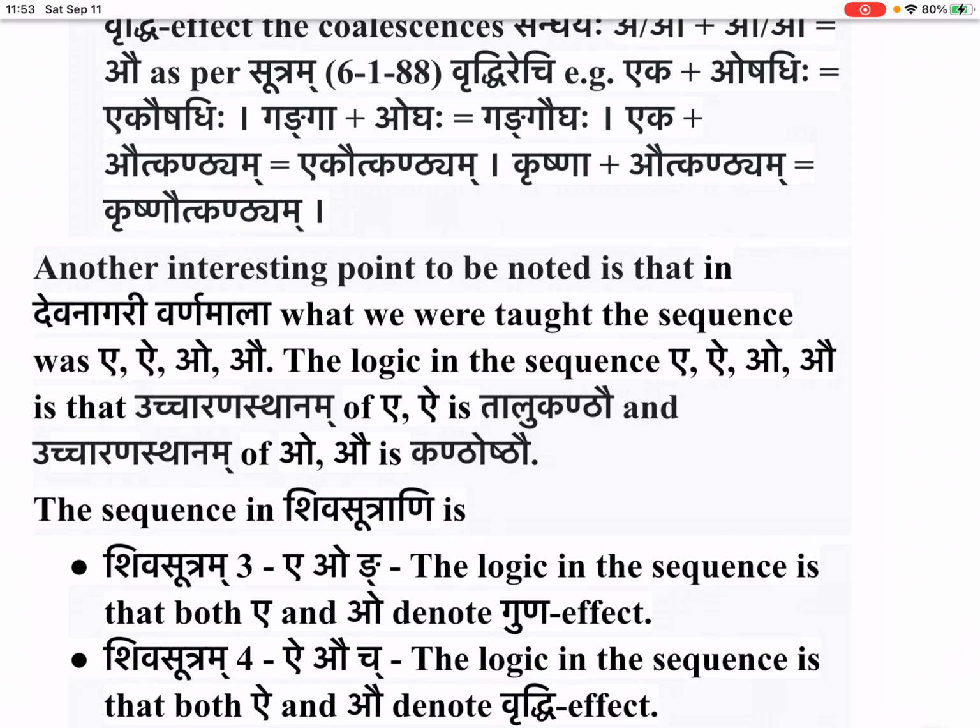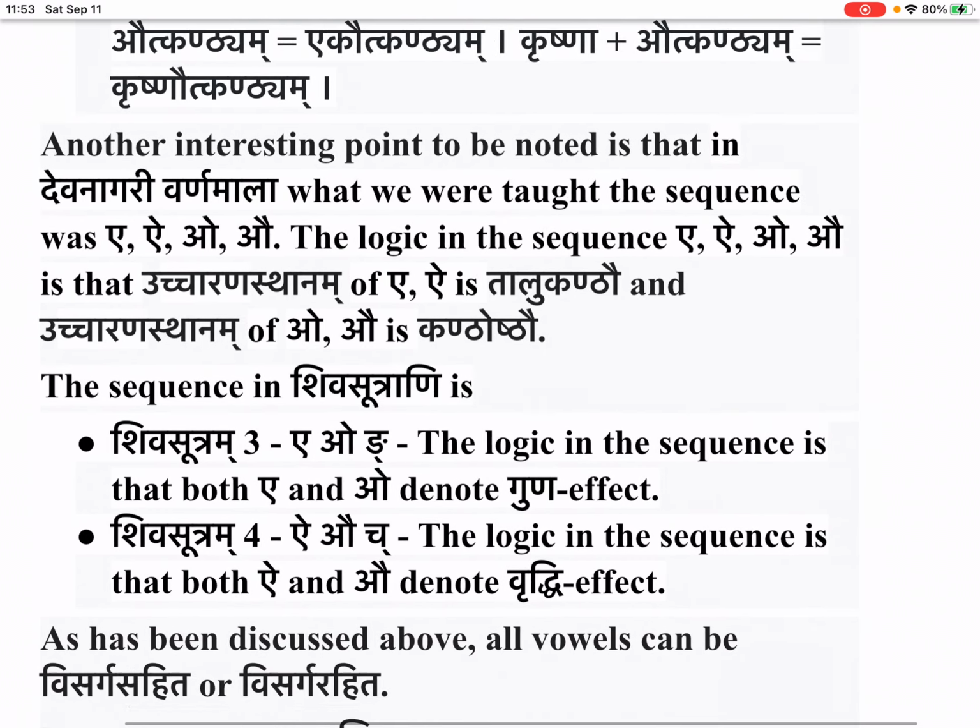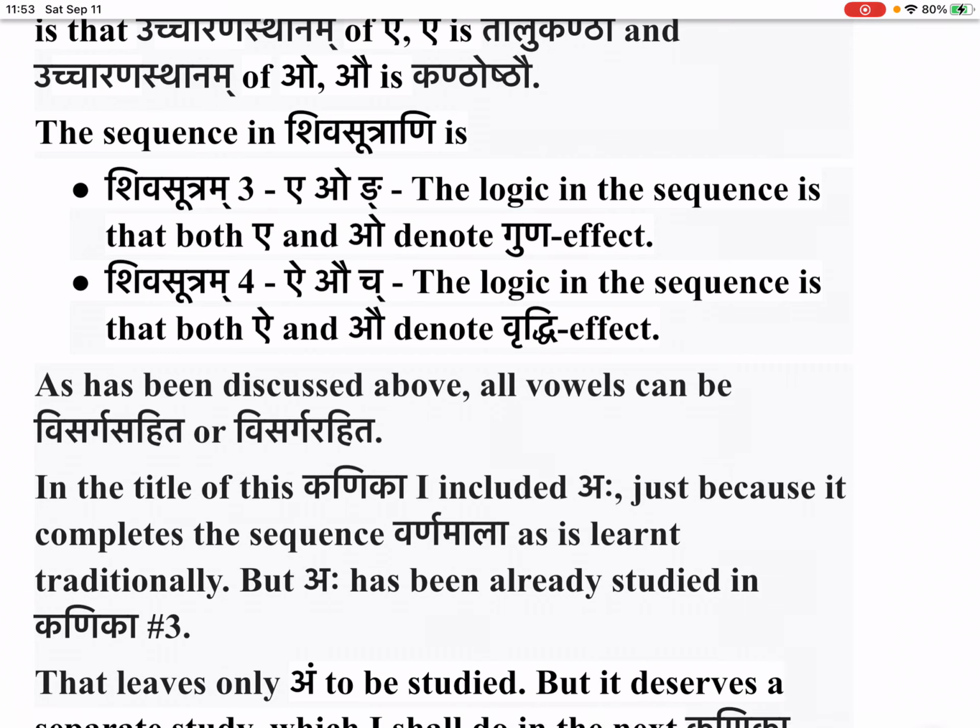Another interesting point to be noted is that in the Devanagari Varnamala, the sequence we were taught was A, I, O, Au. The logic in the sequence A, I, O, Au is that the Uchcharana Sthanam of A, I is Talukantau and the Uchcharana Sthanam of O, Au is Kanthoshthau. The sequence in Shiva Sutrani is Shiva Sutram 3, A I Un. The logic in the sequence is that both A and O denote the Guna effect. And in Shiva Sutram 4, E O Ng, Ai Au Ch. The logic in this sequence is that both I and Au denote the Vriddhi effect.